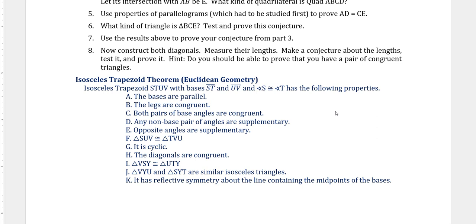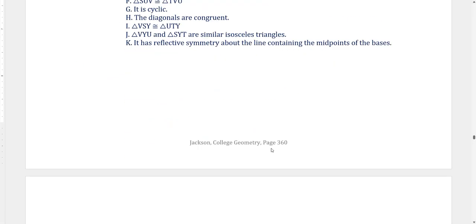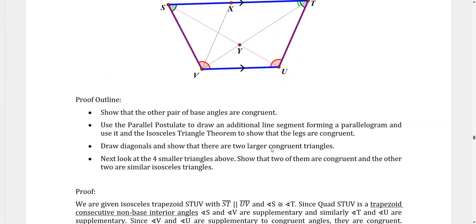Triangle SUV and triangle TVU are congruent. It's cyclic, which we have not proved, meaning it's possible to draw a circle so that it hits all the vertices. We have not proved that, but it is true. Triangle VSY is congruent to triangle UTY. Triangle VYU and triangle SYT are similar isosceles triangles, and it has reflective symmetry about a line containing the midpoints of the bases. So we did most of that already.